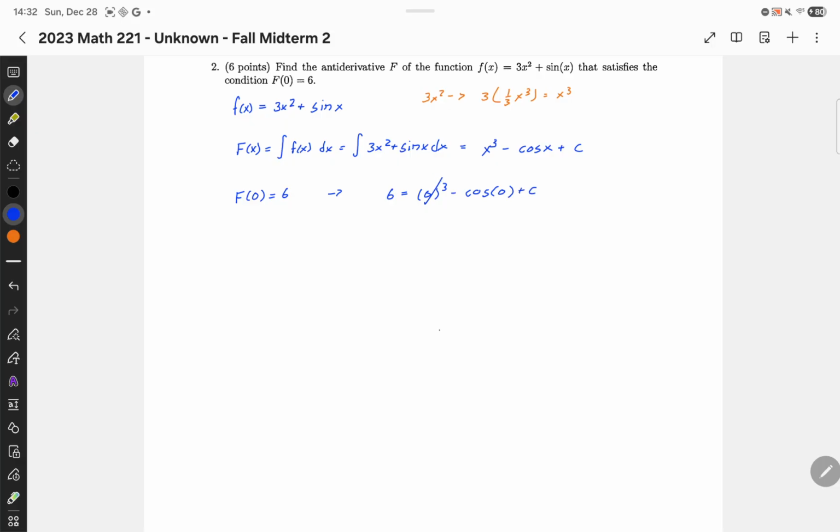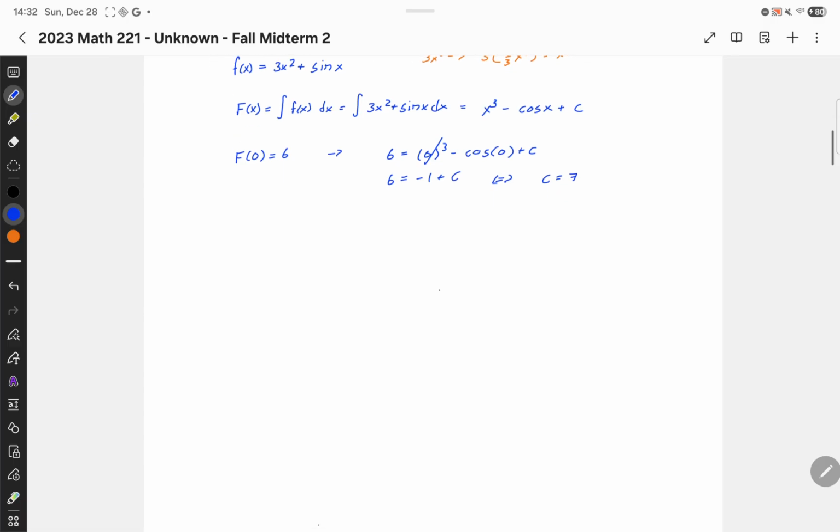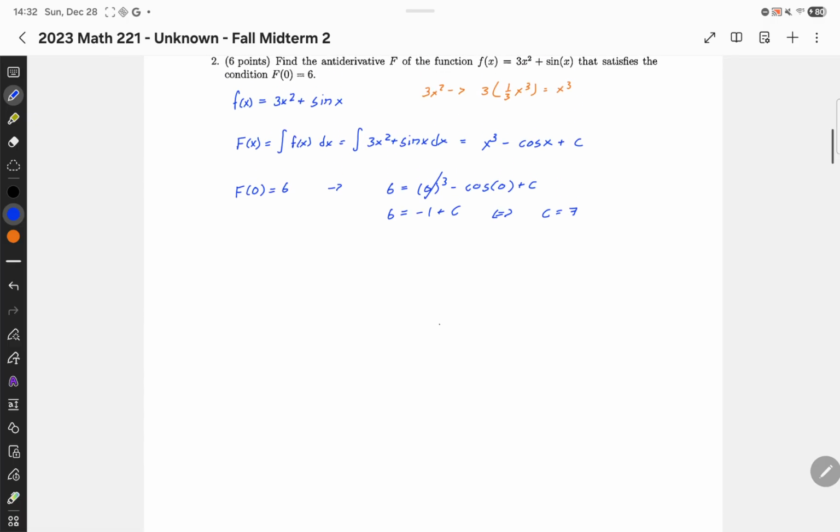And 0 cubed is just 0, so we can cancel this. Cosine of 0 is 1. So 6 is equal to minus 1 plus c, or in other words, we get that c is equal to 7. So now let's go ahead and write out our final equation for our antiderivative function. We have big F of x is equal to x cubed minus cosine x plus 7, just like that. And that's our final equation.